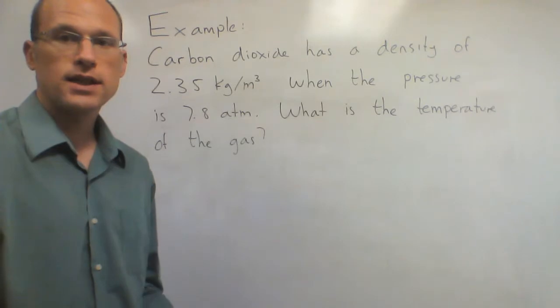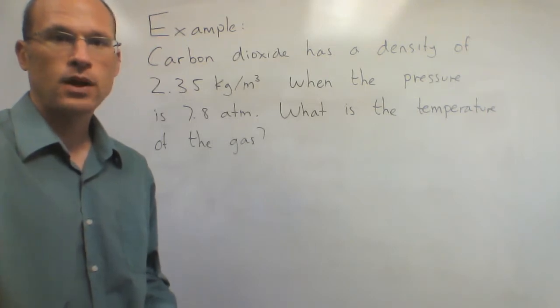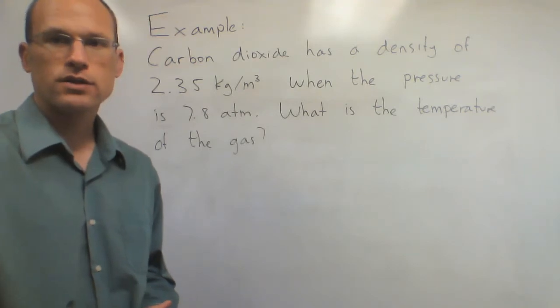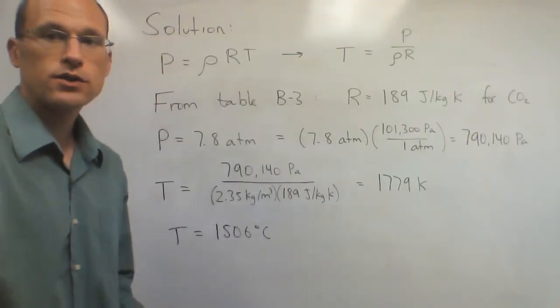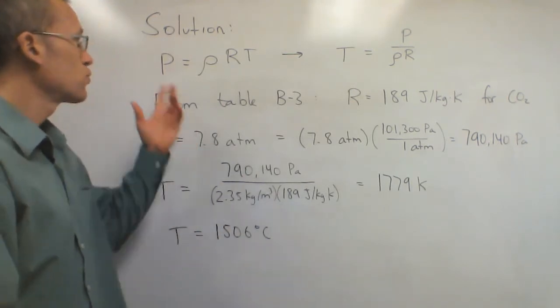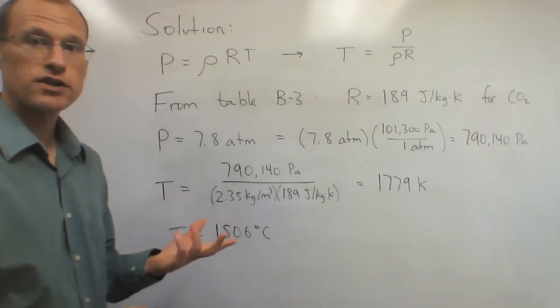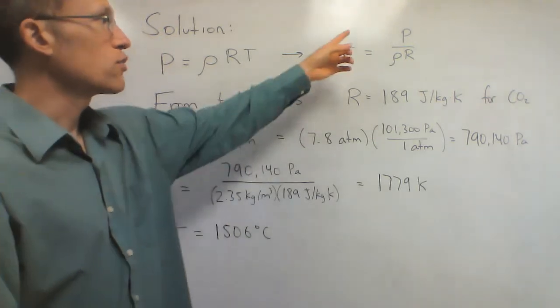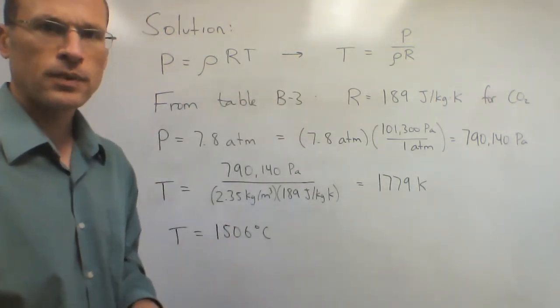So I'm going to finish off this lesson with a quick example. I have carbon dioxide, with a density of 2.35 kilograms per cubic meter, at a pressure of 7.8 atmospheres. Want to know what the temperature is under those conditions. So the solution to this is going to be with the ideal gas law. Pressure is density times R times T. We're looking for the temperature, so I can rearrange that formula, divide by rho and R, to get that temperature is pressure divided by density and my gas constant R.